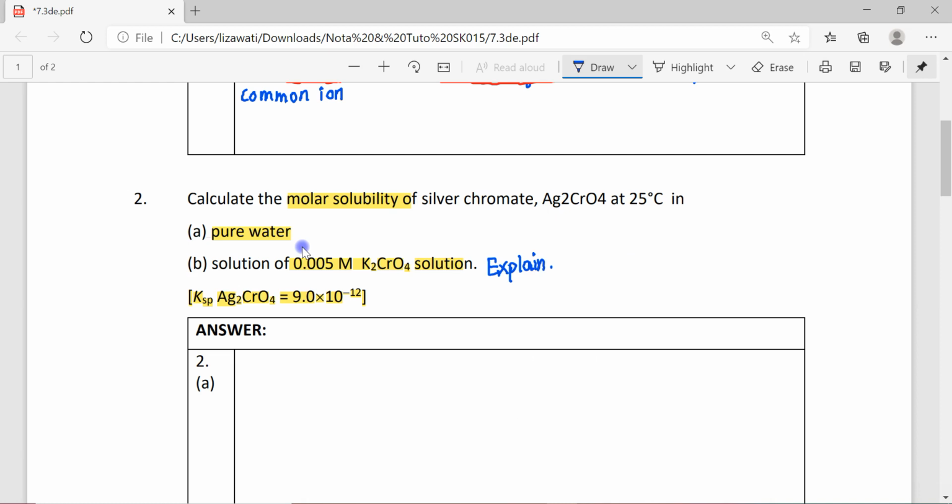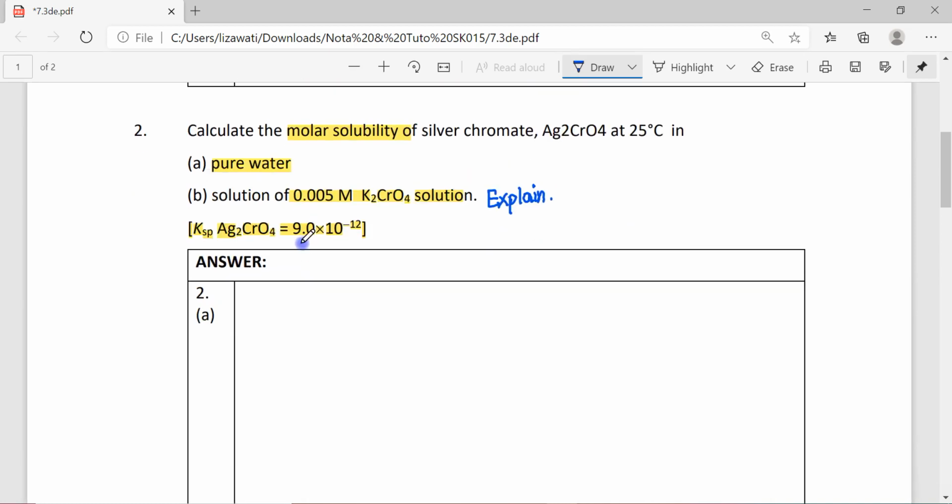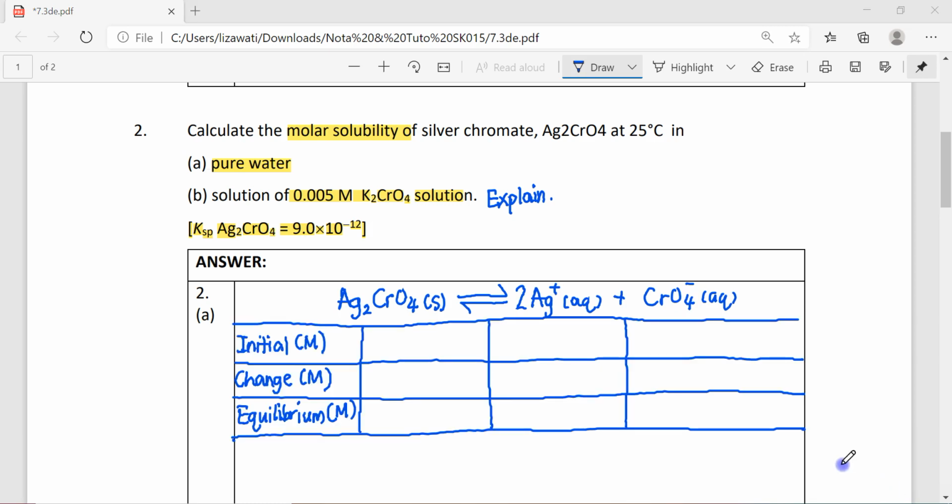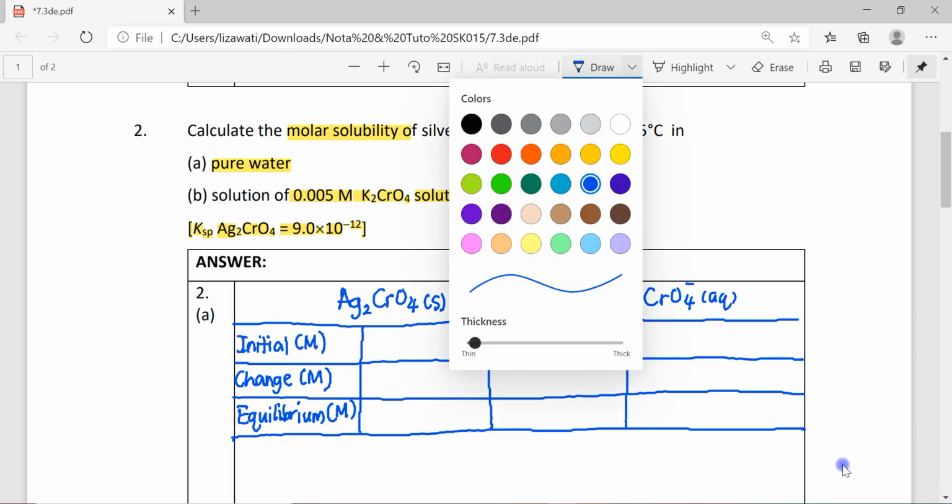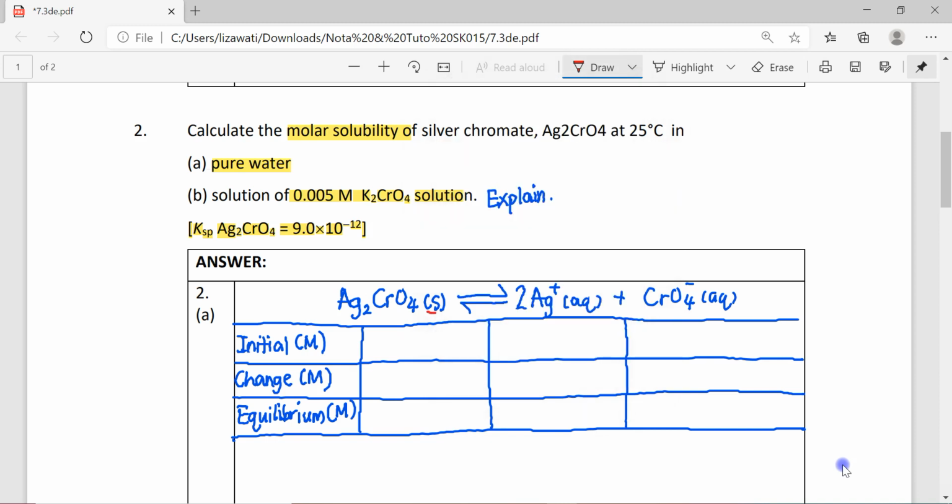Alright, so now we move to question number 2A. Alright, so first of all, what should we do? So we have to write the salt dissociation equation. Second step, draw the ICE table. Alright, so next step, we substitute all the values. So right, since the salt here is a solid, so just write dash, dash, dash.